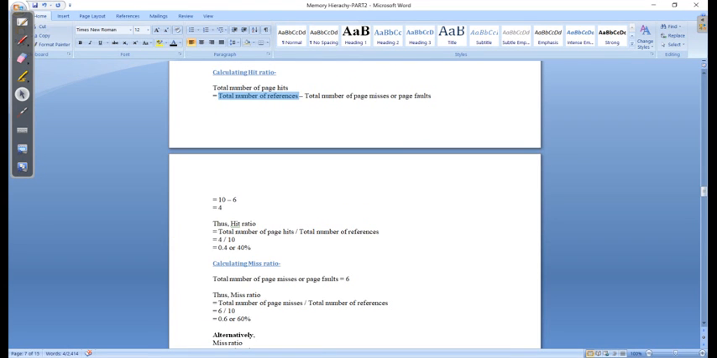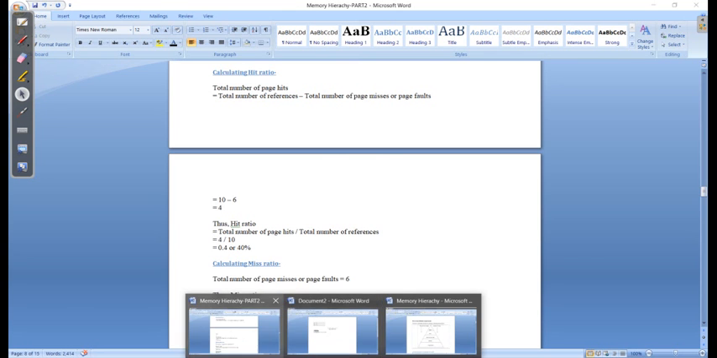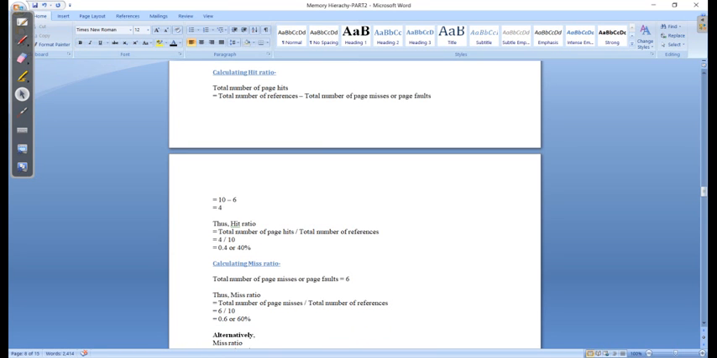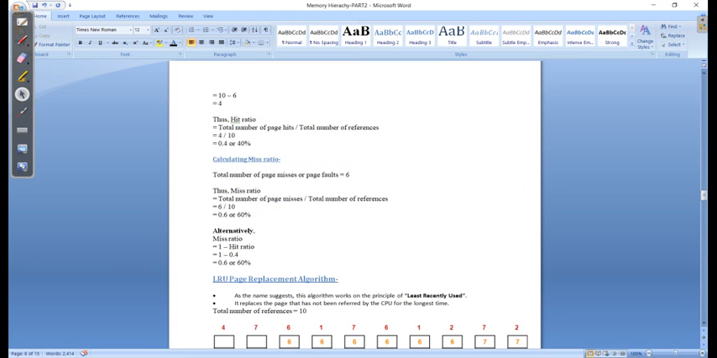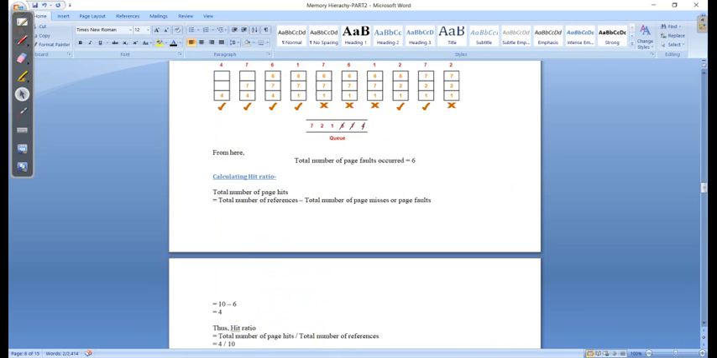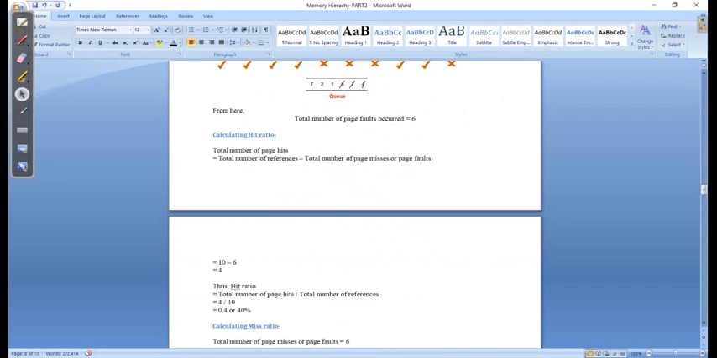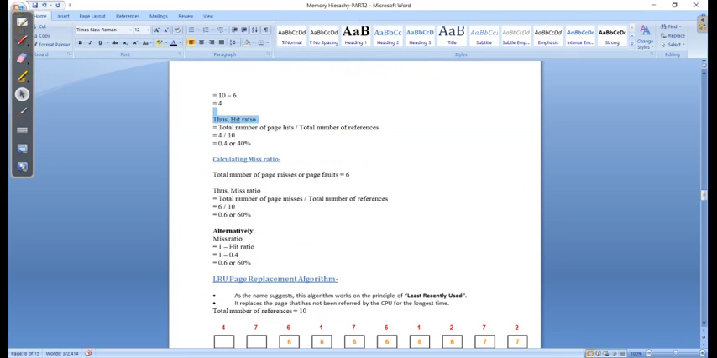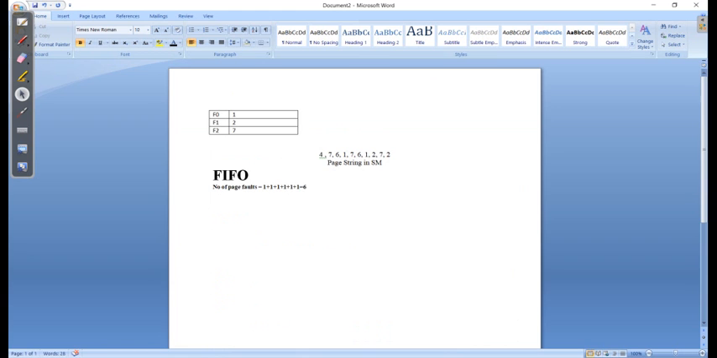So 4 times we had a hit when the page replacement algorithm was FIFO. So your hit ratio essentially becomes 4/10 or 40%. So miss ratio is 1 minus hit ratio, or 60%. So this was your hit ratio and miss ratio calculation when your page replacement algorithm was FIFO.